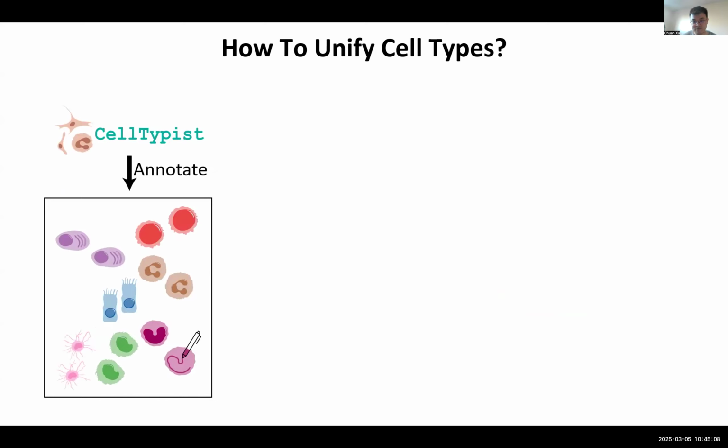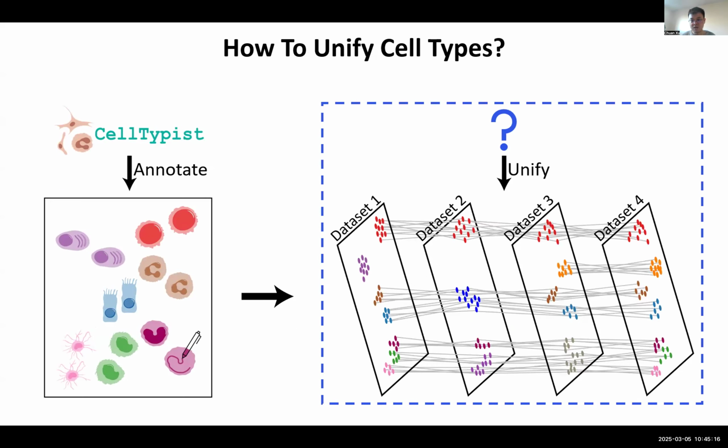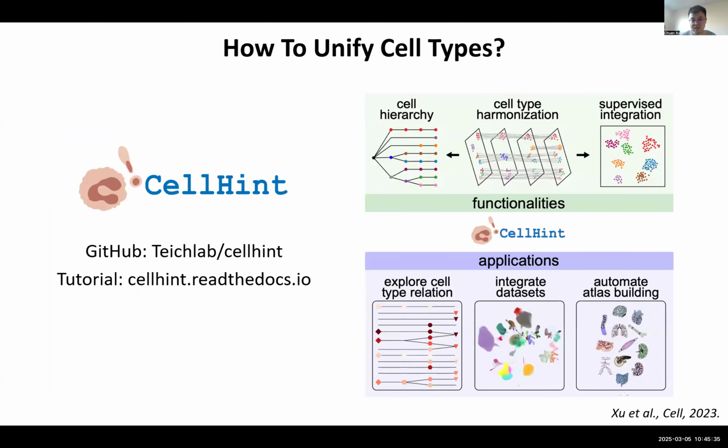And now we have used CellTypist to annotate cell types. The next question is, how can we unify cell types from different datasets? This is a very critical need because, as we all know, different labs have their own ways to define cell types, and we need to find a way to combine their different cell type definitions. And to this end, we developed CellHint to harmonize and integrate independently annotated cell types across different datasets and laboratories.